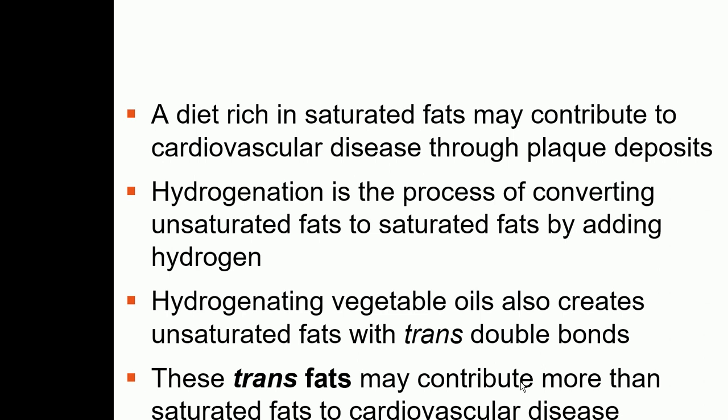So trans fats are usually formed during an industrial process called hydrogenation. The process of hydrogenation basically means adding hydrogen atoms. Hydrogenation is a process of converting unsaturated fats to saturated fats by adding hydrogen. So unsaturated fats are liquid at room temperature, and saturated fats are solid at room temperature.